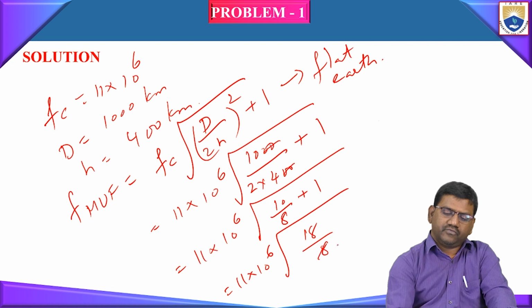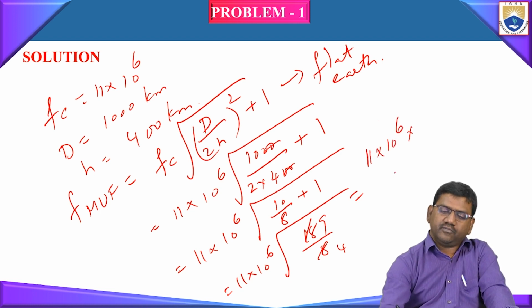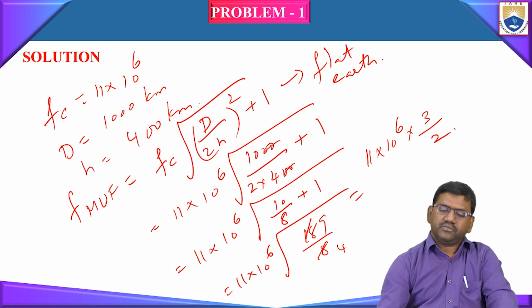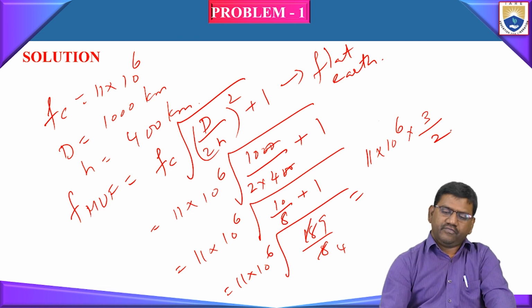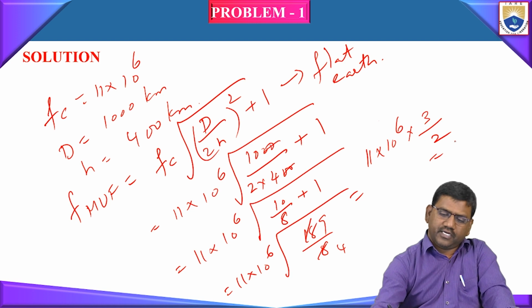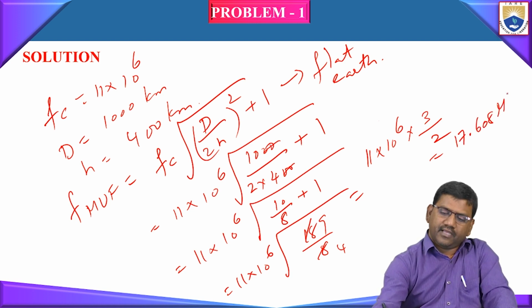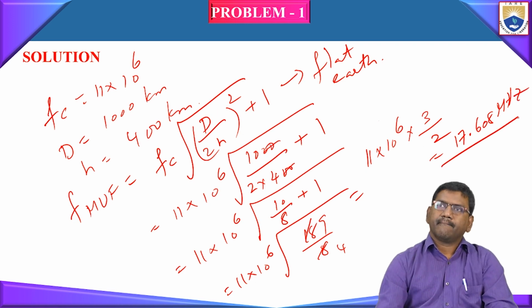So here 2 9s, 2 4s. So you will get 11 into 10 power 6 into square root of 9 by 4, which means square root of 9 is 3, and 4 is 2, so 3 by 2. If you simplify this, you will get approximately 17.608 megahertz. So this is the value we are having.